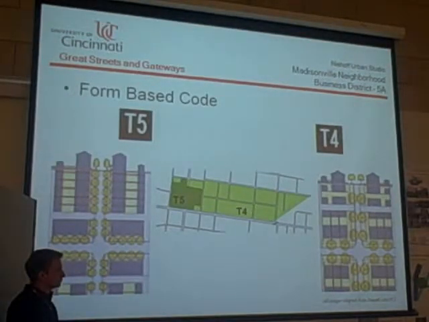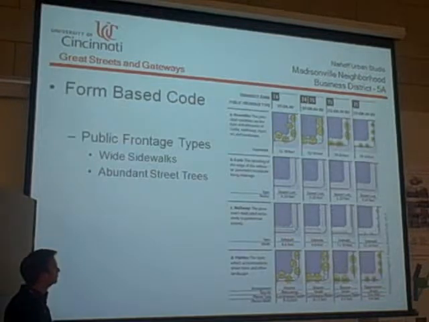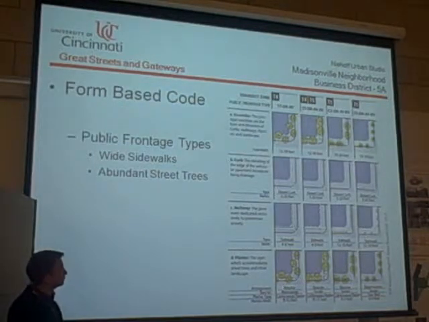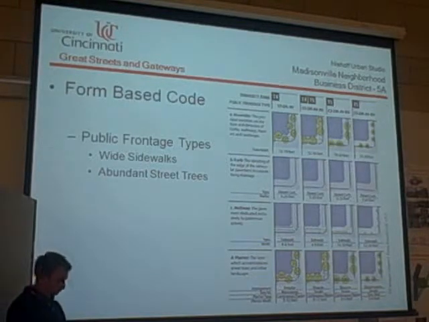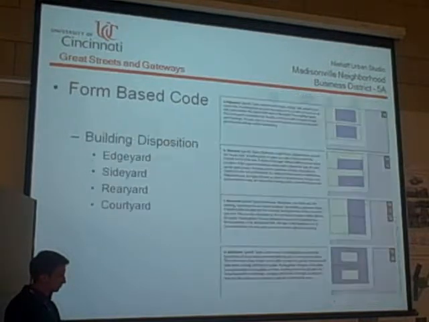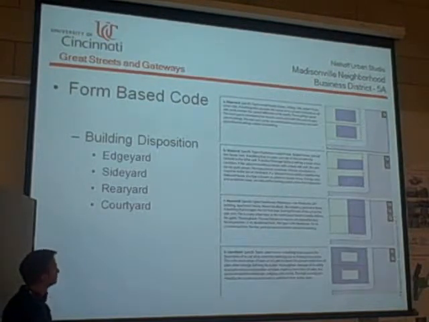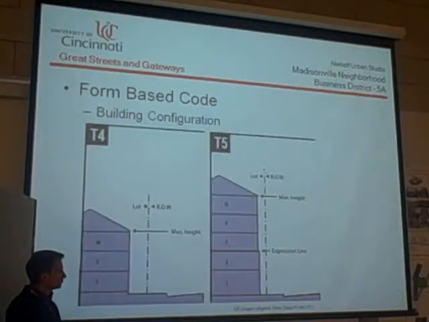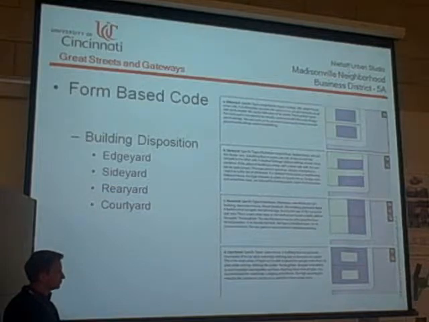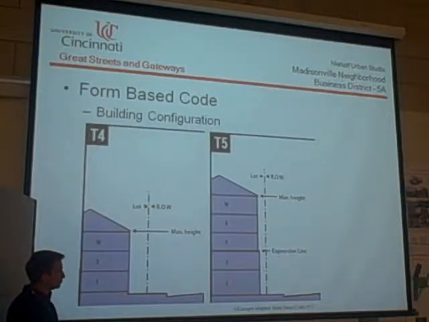Going to be at the intersection of Madison and Wetzel, and the T4 is the abutting neighborhoods. Next slide. Form-based codes, here's an example of it, and this is the one we use to establish the wide sidewalks and the distance between street trees and other design elements. And then there's building disposition, which is also in the form-based code. It deals with where you place the houses in relation to having an edge yard, side yard, rear yard, and front yard. And then we allow for certain building heights.